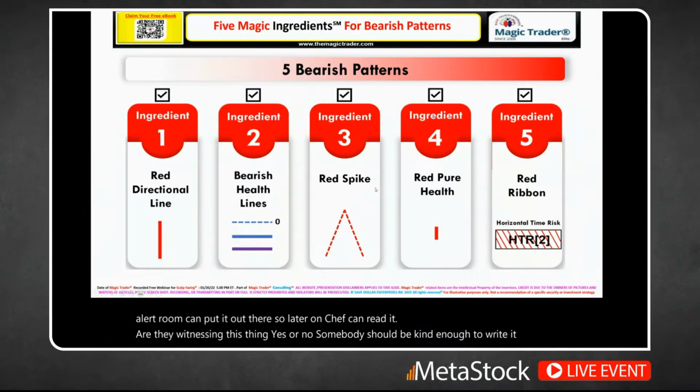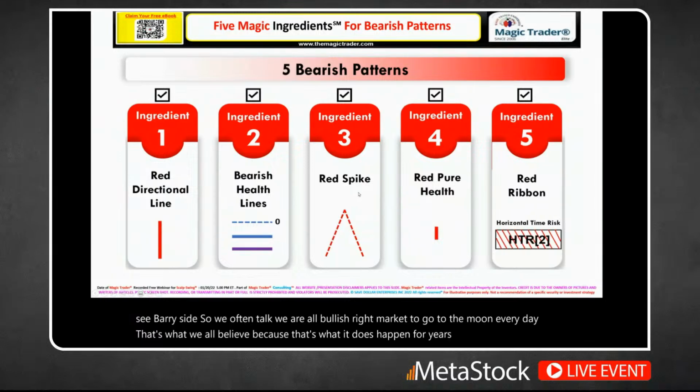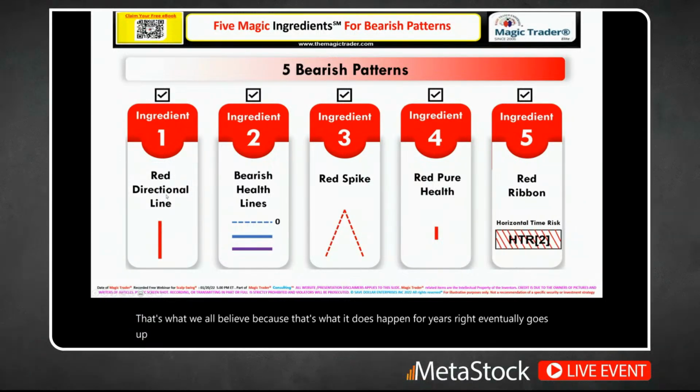So let's see the bearish side. We often talk, we are all bullish, right? Market has to go to the moon every day. That's what we all believe, because that's what does happen for years. Eventually it goes up. But you have to maintain your risk level because you're going to get trapped if you don't. So how could we make money on a short side?